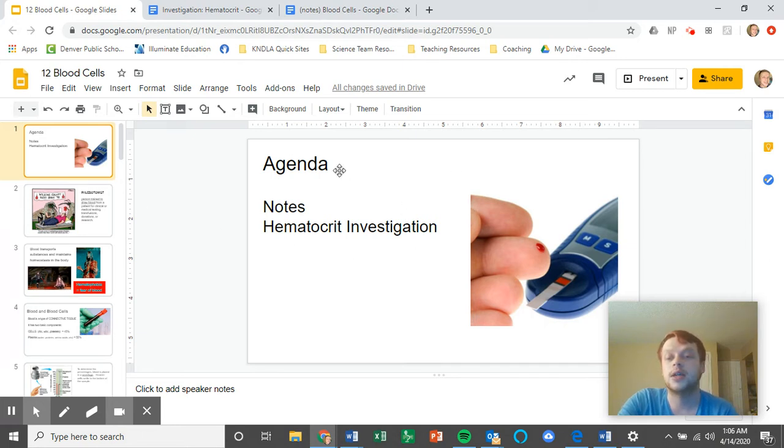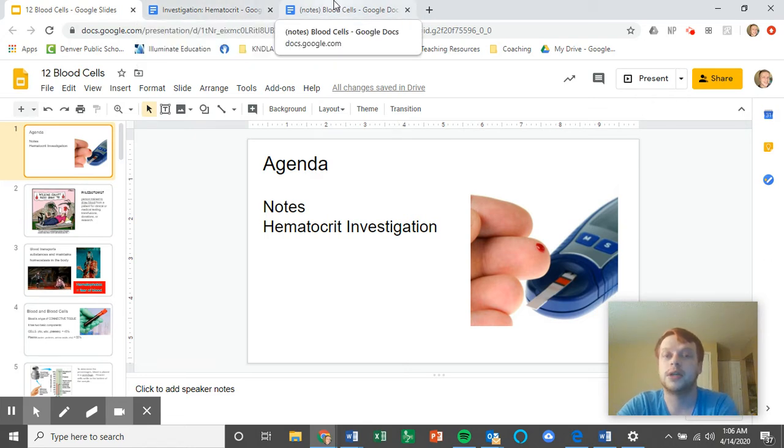So to get us started, this is our agenda for today. It's pretty light to lean back into the work. We're going to start with some notes, and then we're going to do something called a hematocrit investigation. I want to show you all the documents before we dive into the notes.